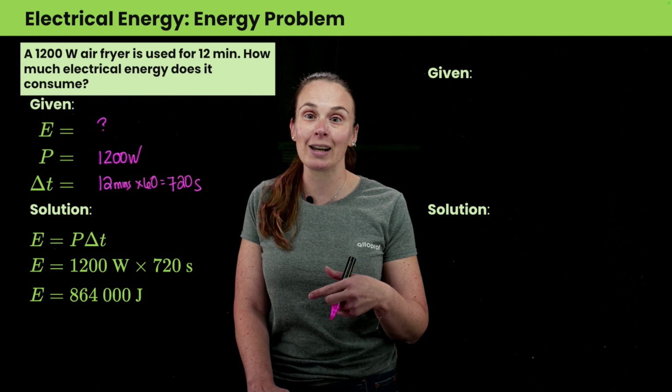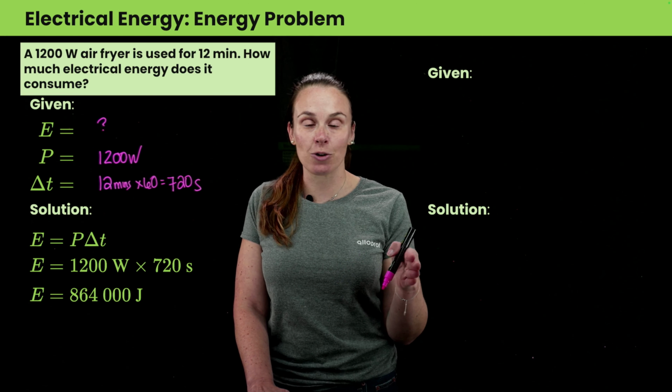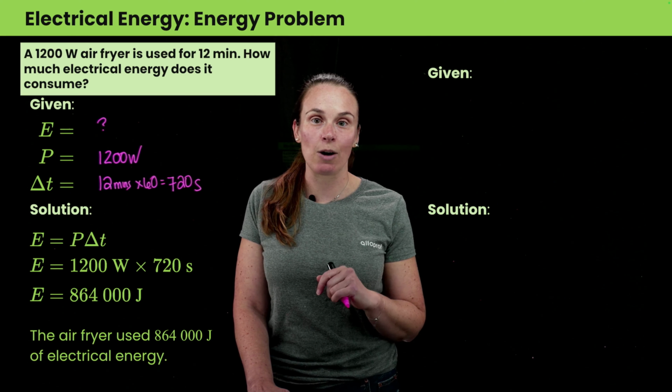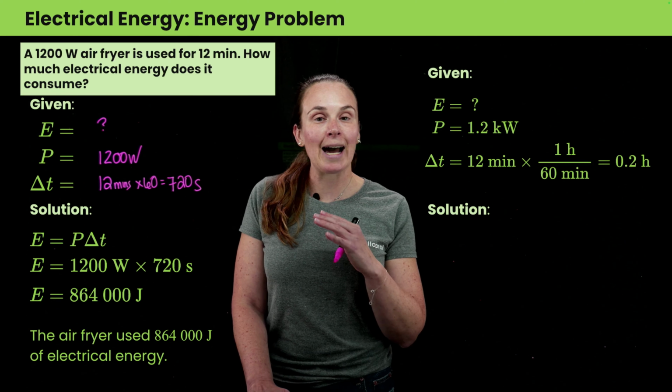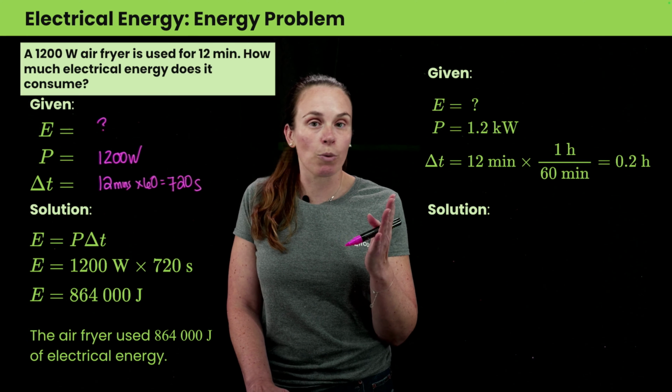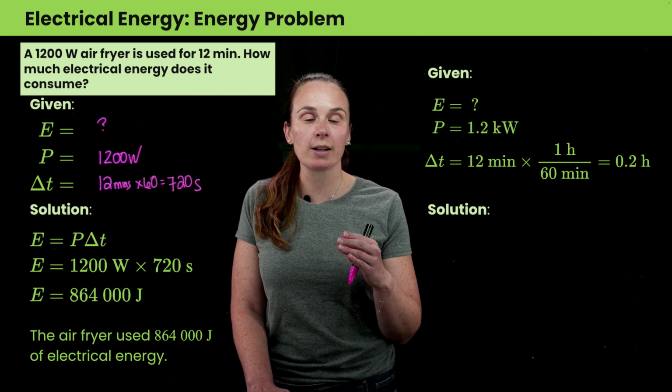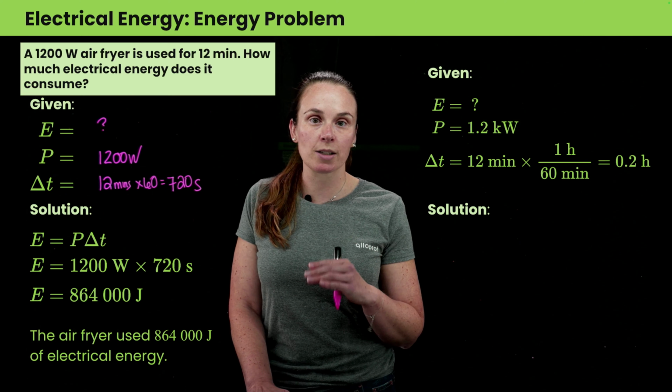We can also look at it from the perspective of those different units of measurement. We said that we have seconds here. We'll do the next one in hours. We're always looking for energy again, but instead of using 1200 watts, we're going to convert that 1200 watts into kilowatts.